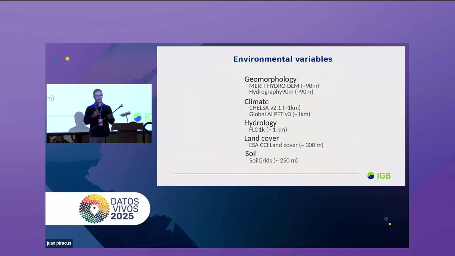Initially, we took some of the most common variables used for biogeographical analysis. We used the digital elevation model and the 42 topographical variables derived from the Hydrography 90 Meter. We used climate data, for example CHELSA, the bioclimatic variables that you already know, the model flow at 1 kilometer. We also used land cover data from the European Space Agency and the SoilGrids database.